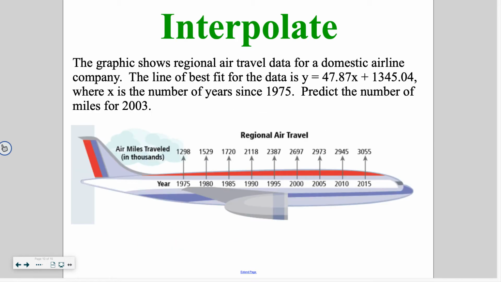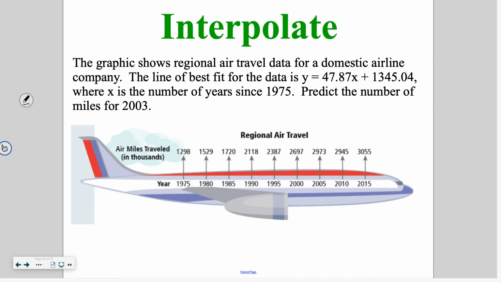Next thing we're going to talk about is making predictions. When we make our predictions within our data, that's called interpolation. This picture shows domestic airline travel, modeled with the equation y = 47.87x + 1,345.4, where x is the number of years since 1975. Our goal right now is to predict the number of miles for 2003.